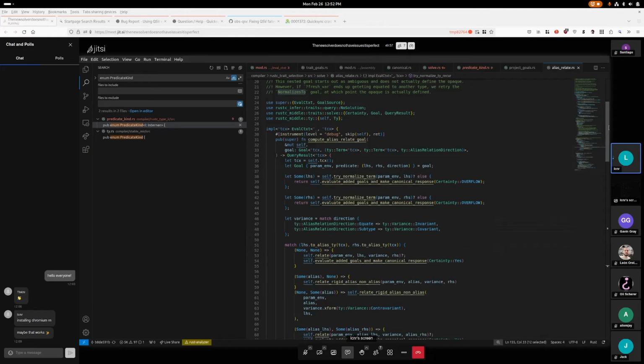So normalizes to is just this one-step normalization, which is also only used in alias relate. So normalizes to is a core building block which is used by alias relate to do this full normalization and to equate associated types. Perfect. Thanks. Makes a lot of sense.